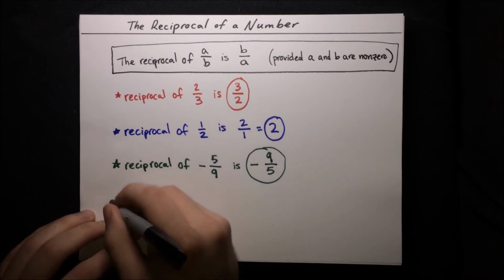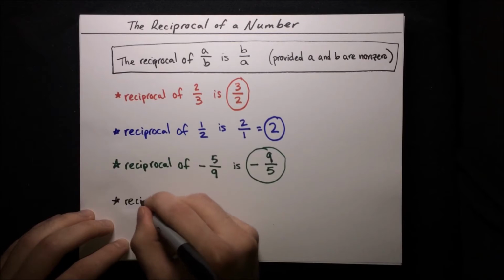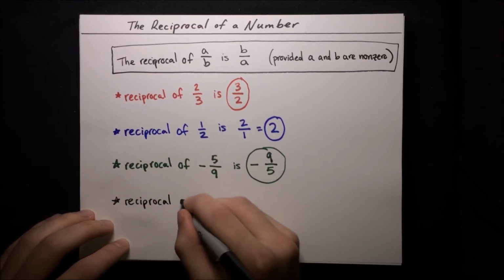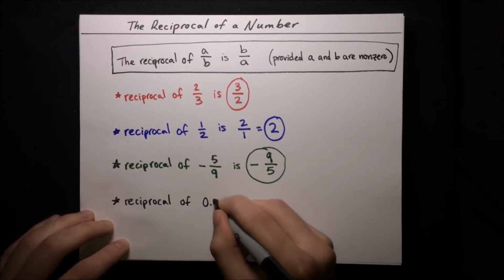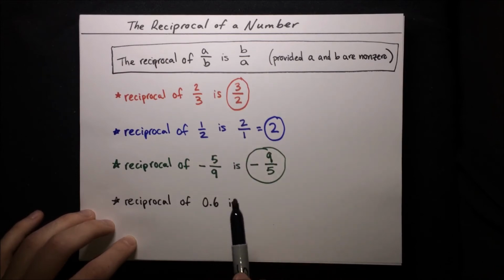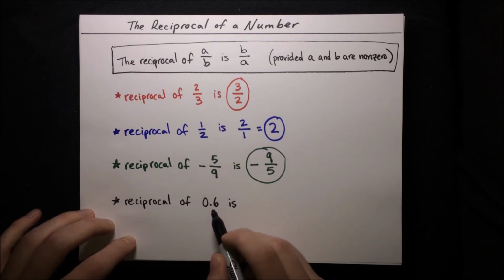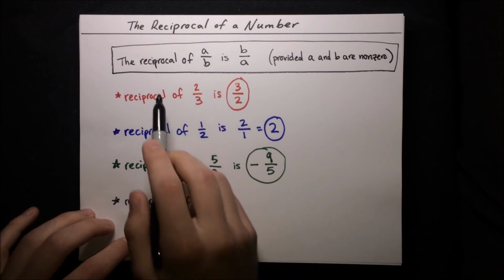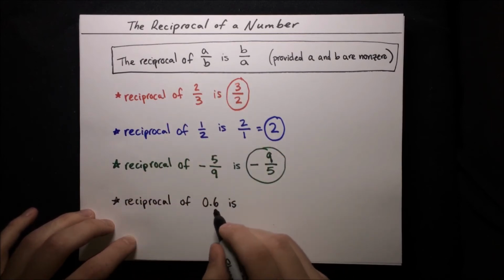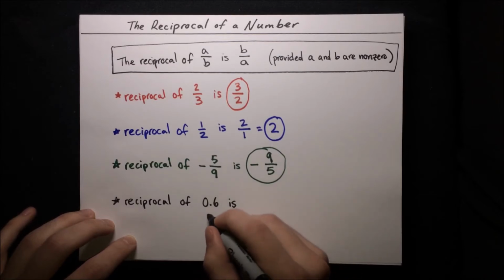All right, last one. How about the reciprocal of a decimal? Well, the reciprocal of 0.6. What is that? We have a rule for taking reciprocals of fractions, but what do we do with a decimal? Well, one strategy is just to realize that a decimal is really just a fraction. So let's convert 0.6 into a fraction, and then we can use this rule for taking the reciprocal of a fraction. 0.6 as a fraction, well, that's just 6/10. So let's write that down, 6/10.